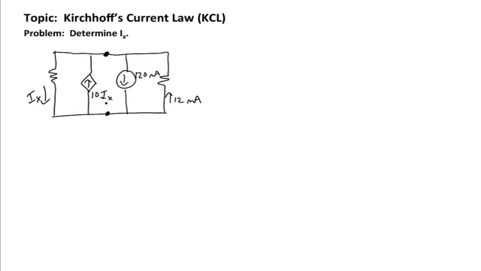And in fact, we can either sum the currents into the node or we can sum the currents out of the node in order to find I sub x. So in this instance, let's sum the currents out of the node at the top. So we're doing KCL out of the top node. So let's go ahead and do that.